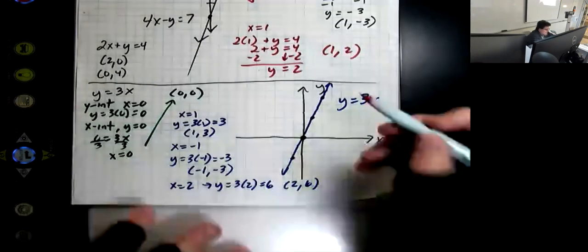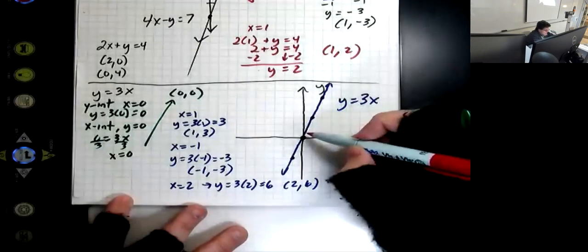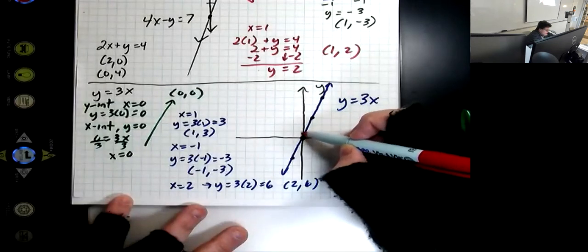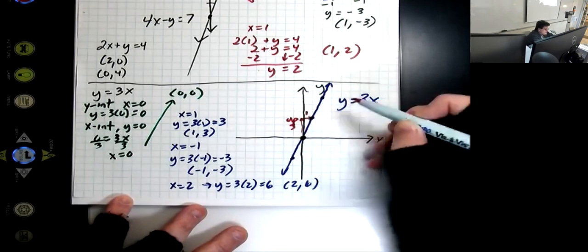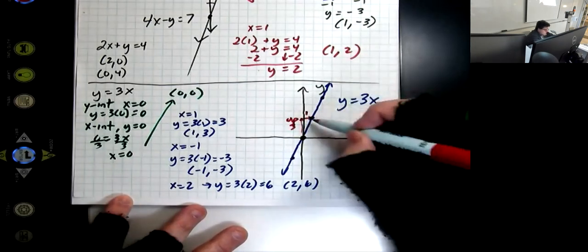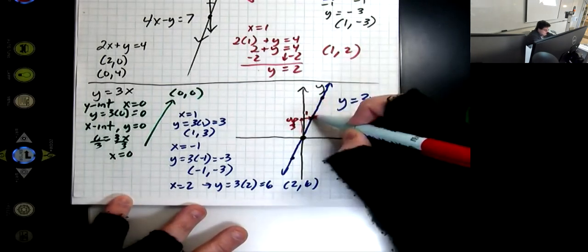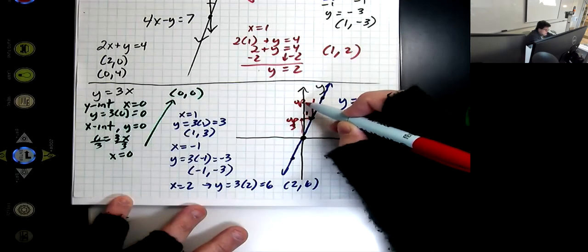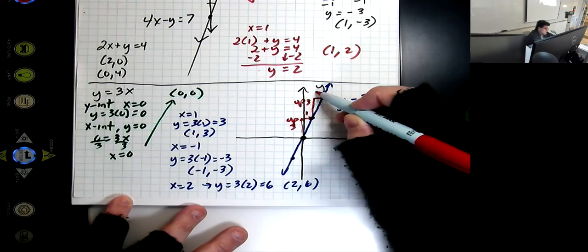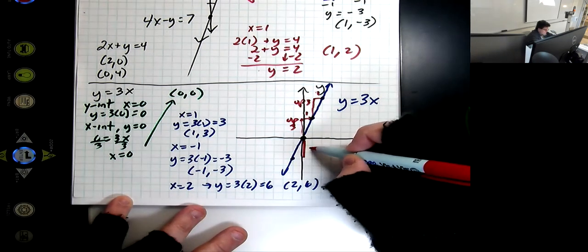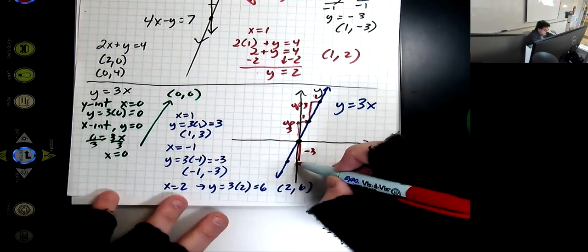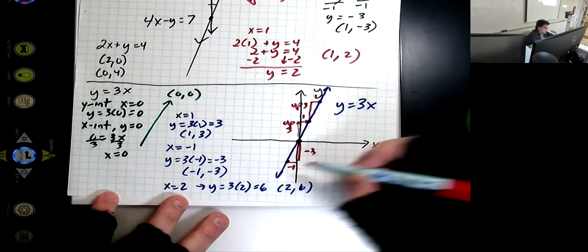Now, if we look at what went on. Here I went up 3. And I went right 1. And from this point to that point, I go up 3 and right 1. Down here, I go down 3, so maybe -3, and left 1, -1.